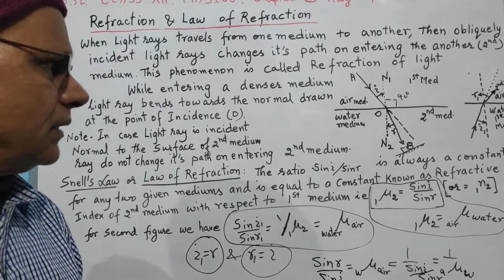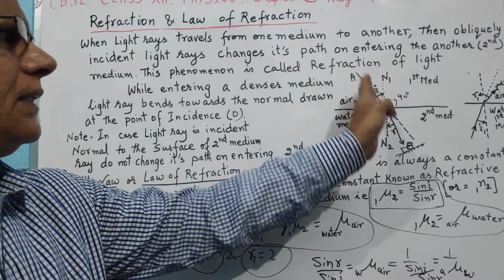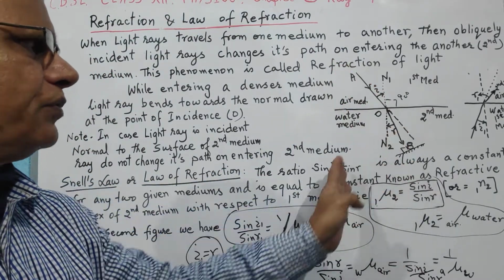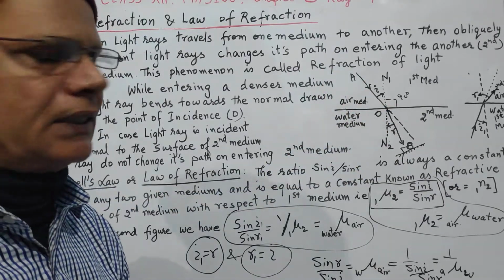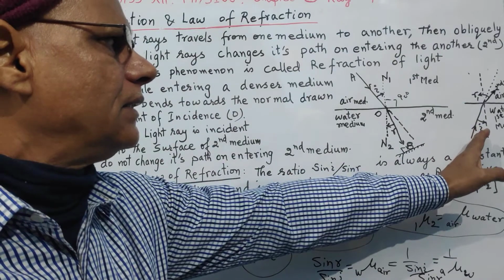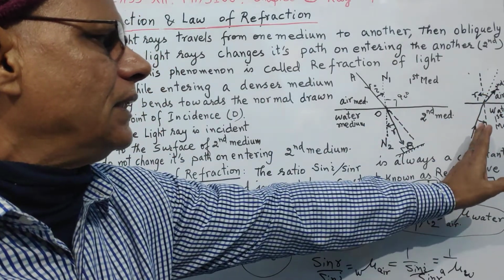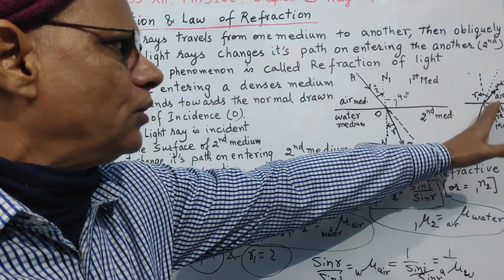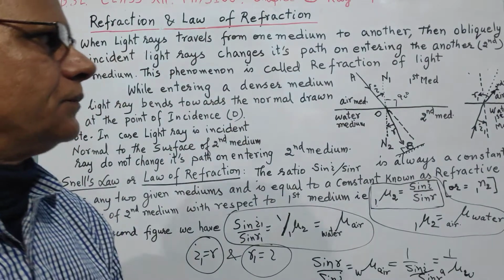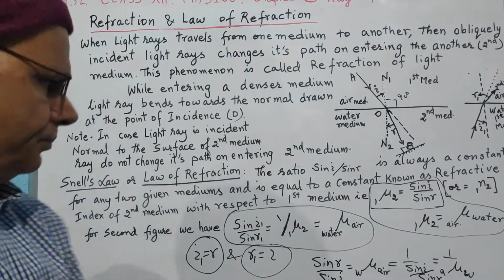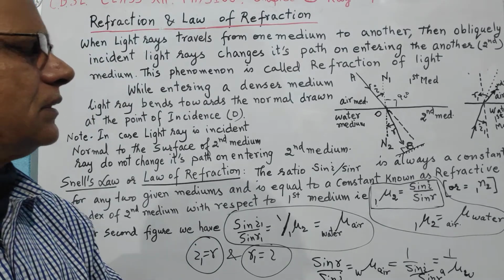So this is about it, and we must remember that whenever a light ray enters a denser medium, it bends towards the normal if the light ray is incident obliquely. And whenever a light ray is entering a rarer medium, when the ray is incident obliquely, then the light ray will bend away from the normal due to refraction. So this is all about refraction.